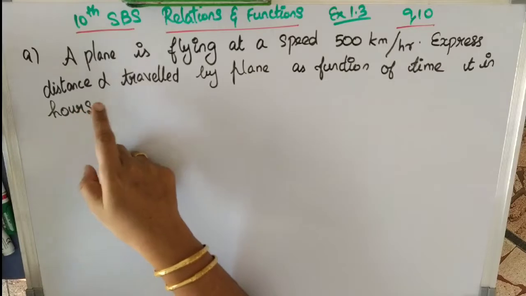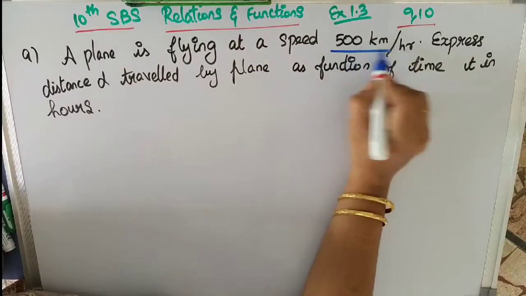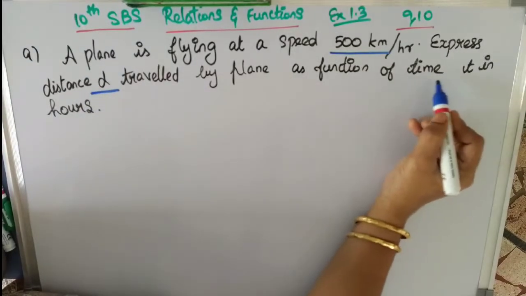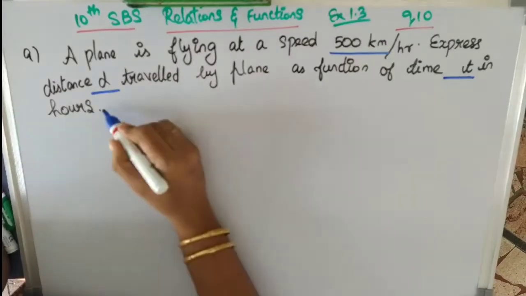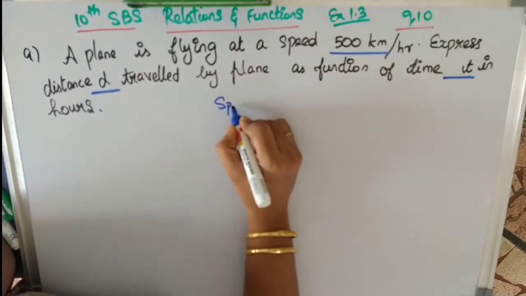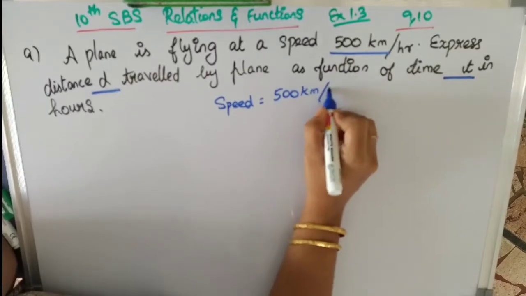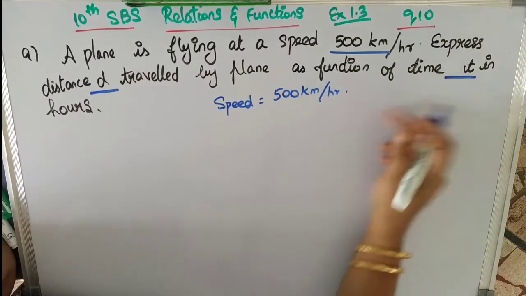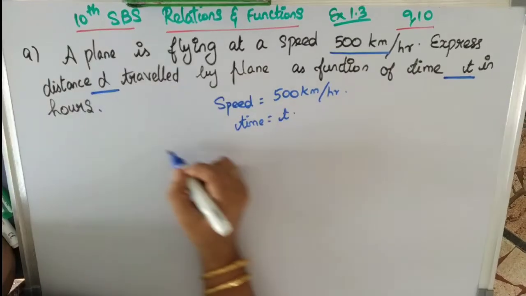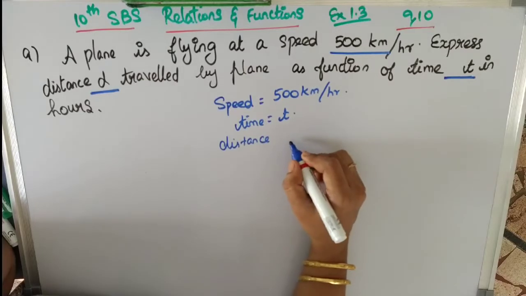The ninth problem is: a plane is flying at a speed of 500 km per hour. Express the distance d traveled by the plane as a function of time t in hours. First, what do we know? The speed of the plane. What is the speed of the plane? 500 km per hour. Very good. Now, we have to express the distance d, and time is t hours. The distance is d, and we have to express it as a function of t.